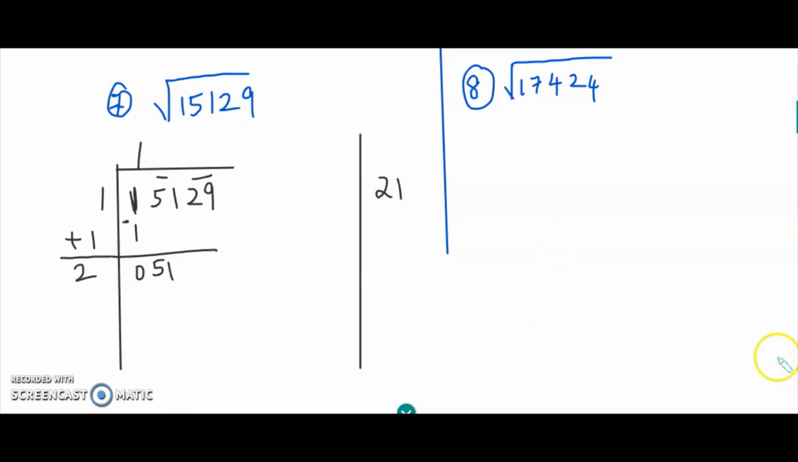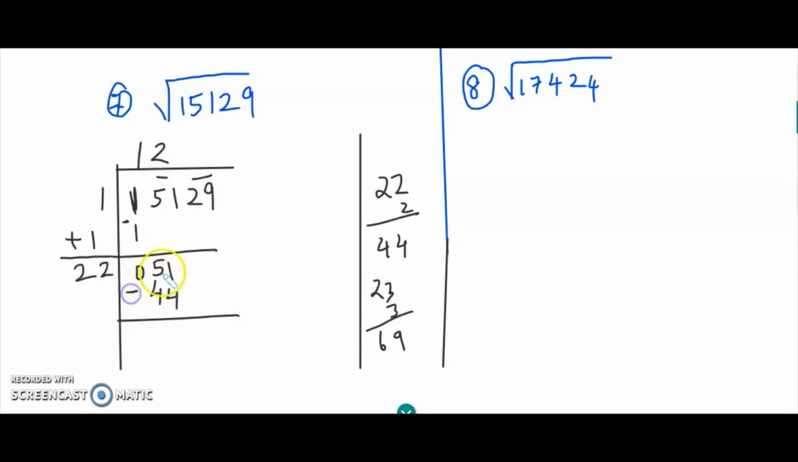Okay. So let me do 21. Is not going to work out. So let's do 22 twos are, or 23 threes are. Okay. So let's do that. 22 twos are is going to give me 44, and 23 threes are is going to give me a 69. So which will work out here? Yes, 44. So we'll say 2s are 44. Subtract. So what I'll get? Yes, it's going to be a 7. Bring down the 2, 9.